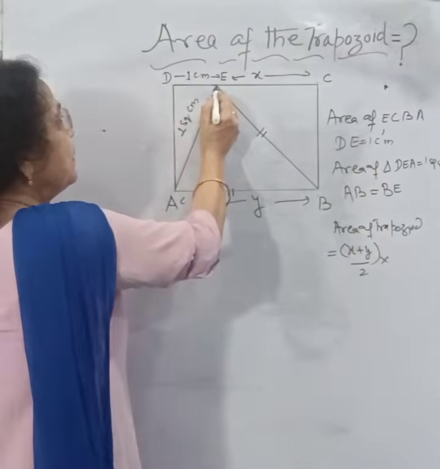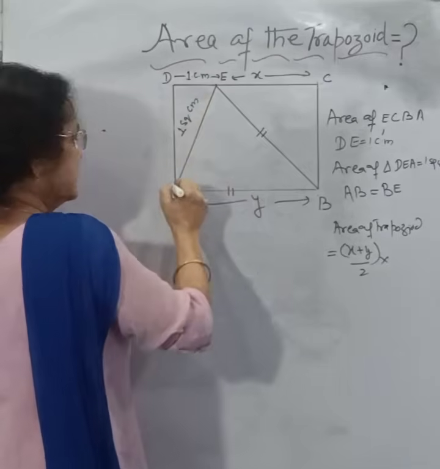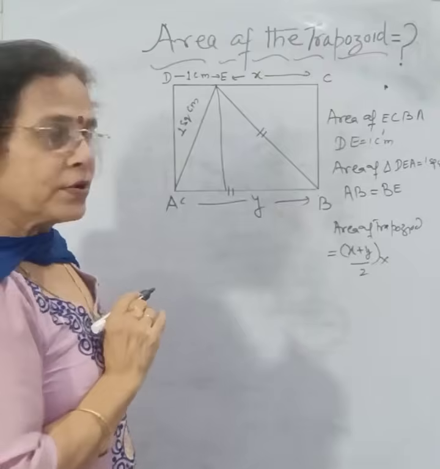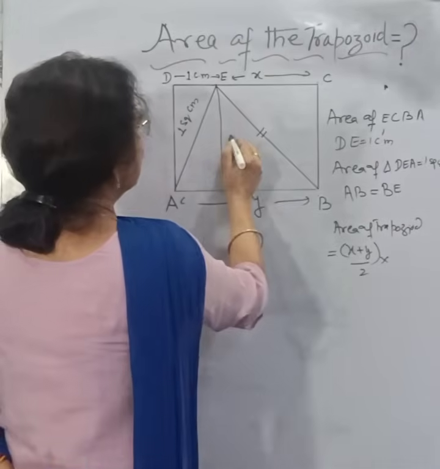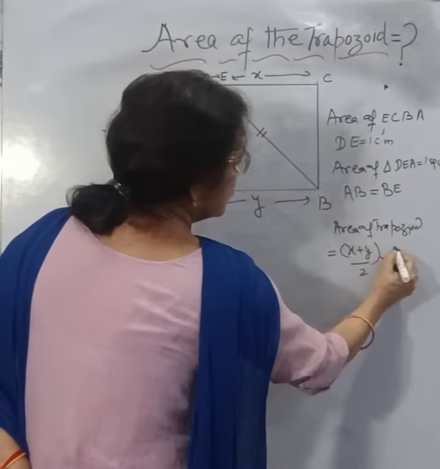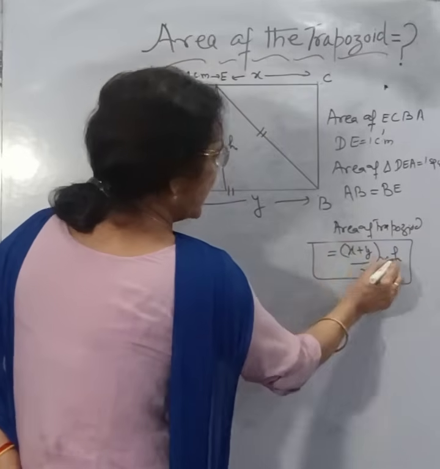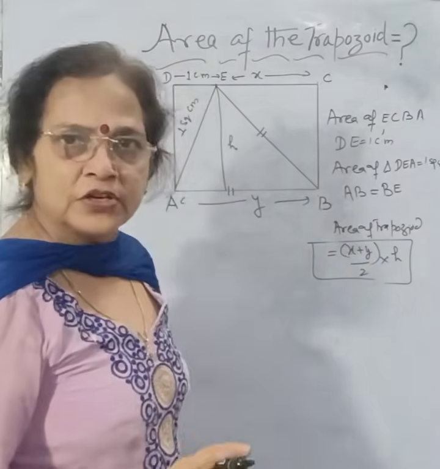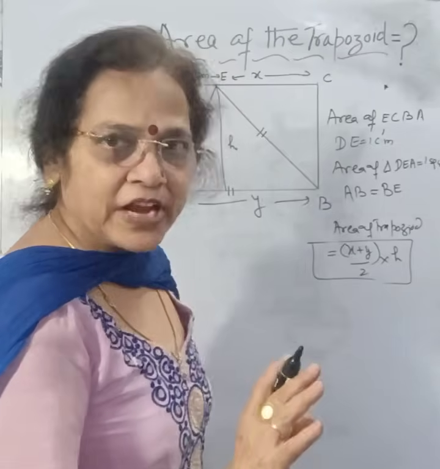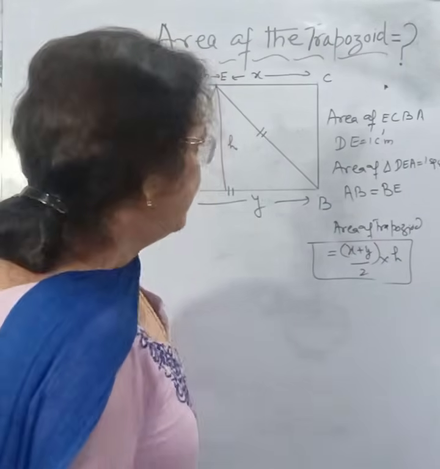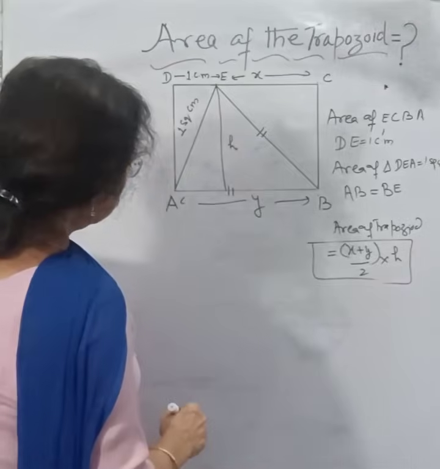If we drop the perpendicular between these two, this is the perpendicular. Let us suppose this is h. This is the formula in which we have to find x, y and h, and then we can find the area of the trapezoid. Okay, this is our aim. ये हमारा लक्ष्य है, x, y और h निकालना है. How can we find it?